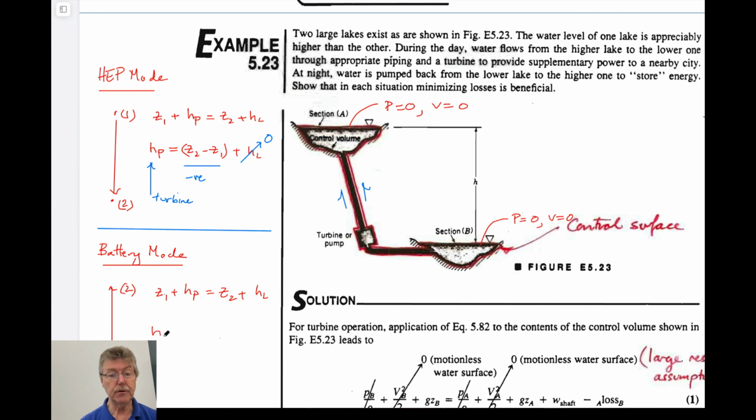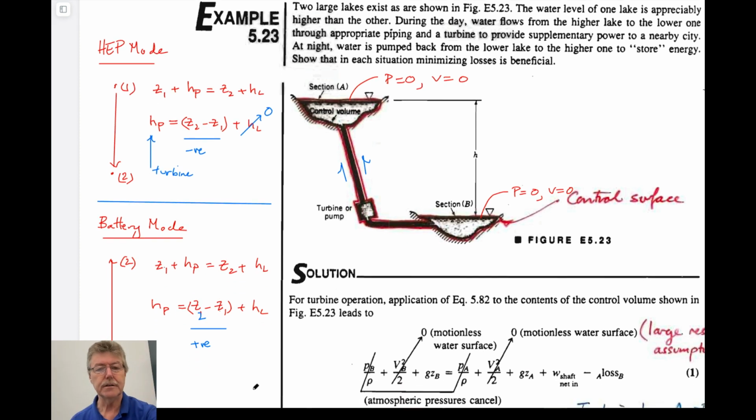Again, we can rearrange it. It'll be the same equation. It's going to be equal to Z2 minus Z1 again, plus HL. And by definition, since Z1 is, did I switch them? Z2. Since Z2 is larger, then this is going to be positive, plus VE. You understand what it is? I remember getting through to about week 10 and someone asked, what the hell does plus VE mean? It's positive, right, in this case.